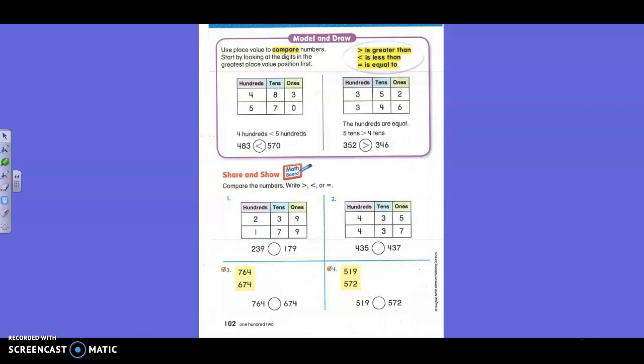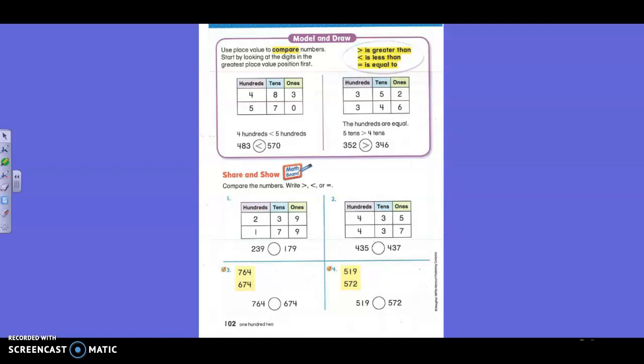Okay, boys and girls, yesterday you drew pictures to find answers. Today you don't have to. You get to just use the numbers to find greater, less, or equal. Okay? Now, let's talk about this before we start. Use place value to compare numbers.